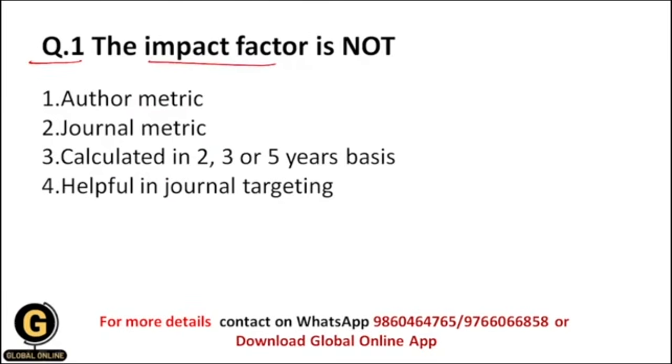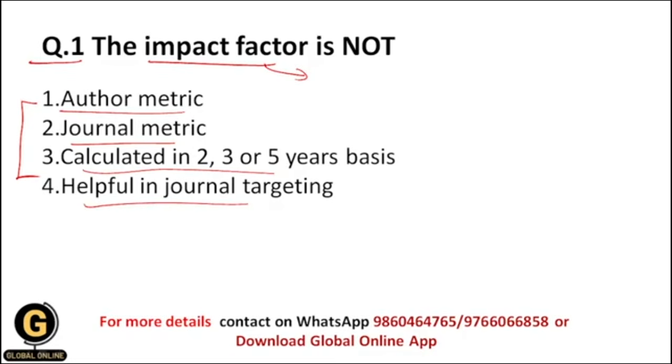Okay, they have given us some options, and from these options, which is the option which is not a characteristic of impact factor? Whether it is author metric, journal metric, calculated on a 2, 3 or 5 years basis, or helpful in journal targeting. So let us see first of all what is impact factor.